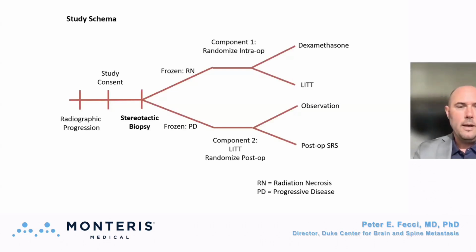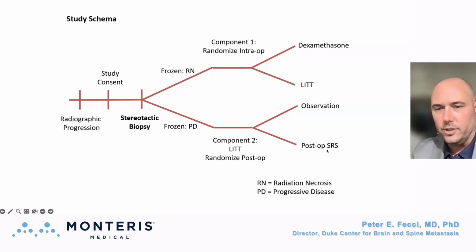So here's the design. Patients have radiographic progression of their metastatic disease. They're consented for the study. They undergo a biopsy. In the OR, we get a frozen diagnosis. If that frozen is radiation necrosis, then patients are immediately randomized to either medical management with steroids or to undergo LITT then and there. If instead the frozen shows progressive disease, then they do get LITT no matter what, and they're randomized to get a postoperative period of observation or immediate, i.e. within the next few weeks, postoperative SRT, which is a fractionated regimen. Interestingly, you note here that there are no placebos.